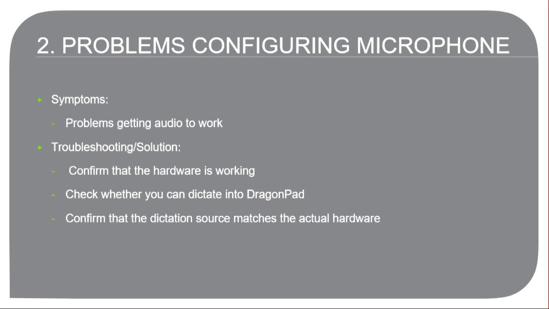So those are the most frequent problems. Oh, sorry, number 2, I'm getting ahead of myself. Problems configuring the microphone. This happened a lot with Dragon Dictate version 4 on Mac, because it was a little bit confusing how the settings in the Apple menu worked in conjunction with Dragon. If you've got problems getting the audio to work, similar to Windows, check that the hardware's working, check whether you can dictate into Dragon Pad, and confirm that the dictation source in the profile actually matches the hardware. In the latest version of Dragon for Mac, this is much more straightforward and much easier to work out. So that concludes the most common problems that we've had from support.